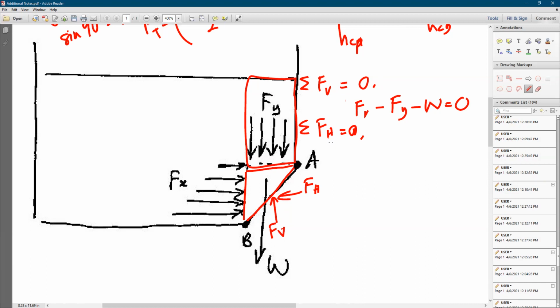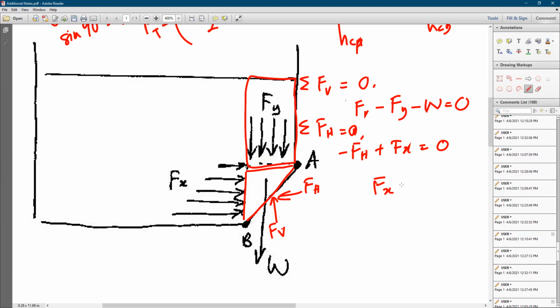Now FH. FH is to the left. If to the left is your negative, then put negative, no problem. If to the right is your positive, then Fx is positive. Plus Fx equal to 0. No problem, because later on, if you move this guy to the right, then Fx equals FH, right? So no problem. This is the concept of how to resolve this problem.